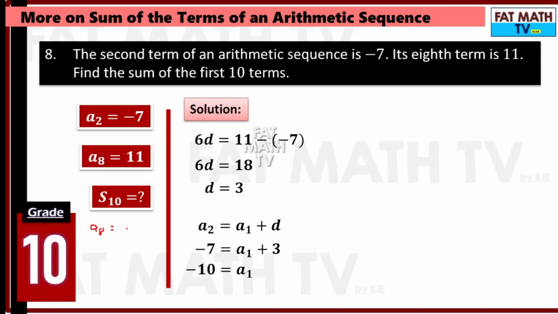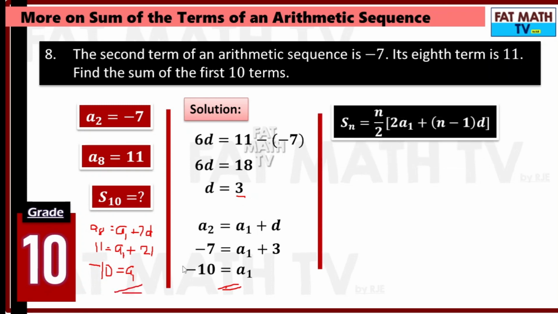But if you use the formula for a sub 8, you will get the same answer. A sub 8 is equal to a sub 1 plus n minus 1, that's 8 minus 1, that's 7 times d. So a sub 8 is 11. That's given. A sub 1 is what we're looking for, plus 7 times d. D is 3. So 7 times 3 is 21. And then a sub 1 is going to be 11 minus 21. Still negative 10. So if you use this process for a sub 1, it's fine. If you use this one, still okay.